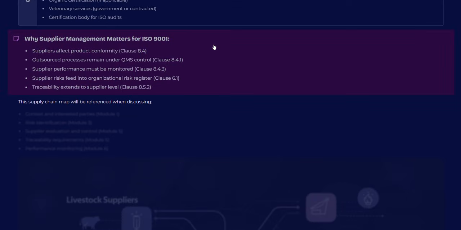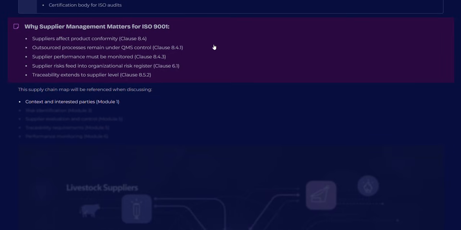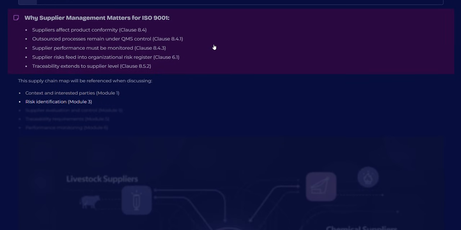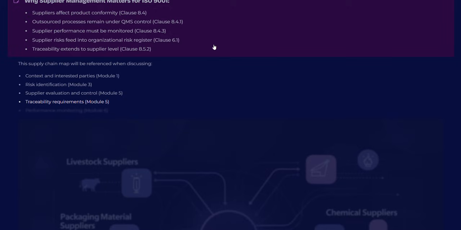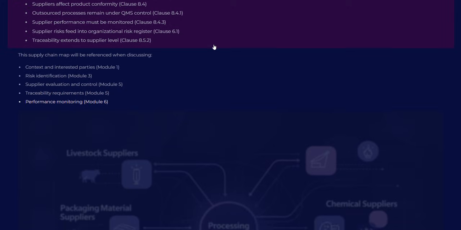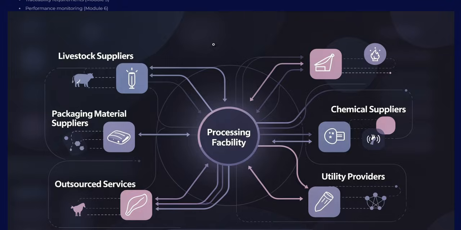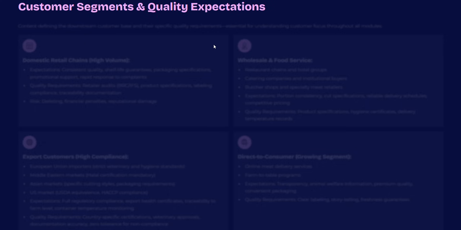So this supply chain map will be referenced when we discuss context and interested parties in this module, module 1. And then when we discuss risk identification in module 3, and then when we discuss supplier evaluation and control in module 5, and then when we discuss traceability requirements in module 5, and when we discuss performance monitoring in module 6. This is the visual representation of what we just explained.